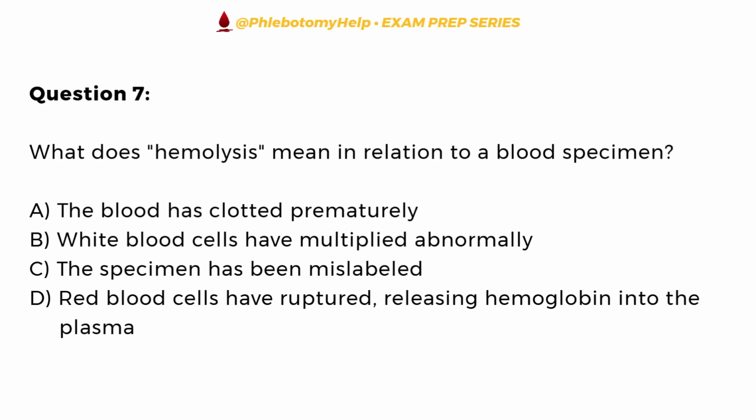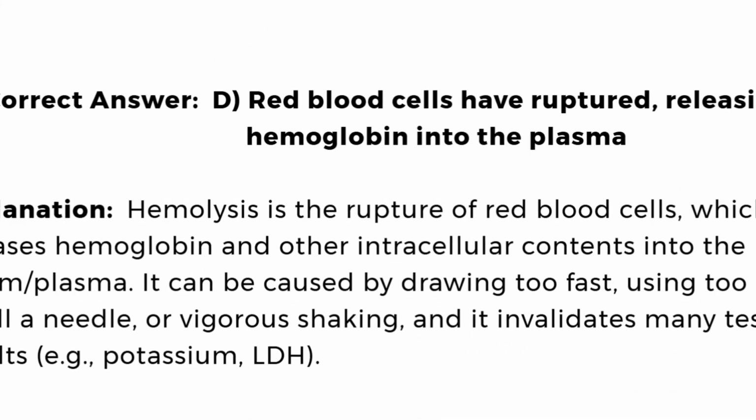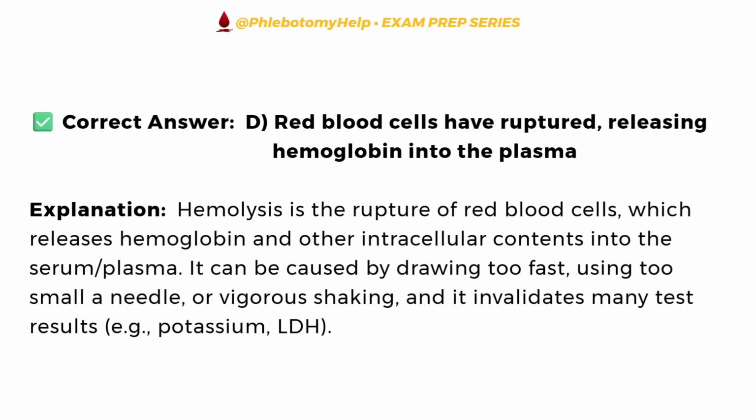Question 7. What does hemolysis mean in relation to a blood specimen? Is the correct answer A, B, C, or D? The correct answer is D. Red blood cells have ruptured, releasing hemoglobin into the plasma.